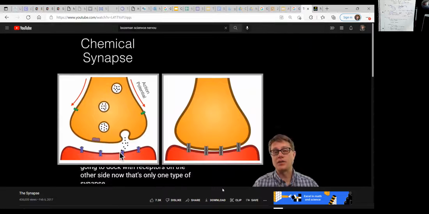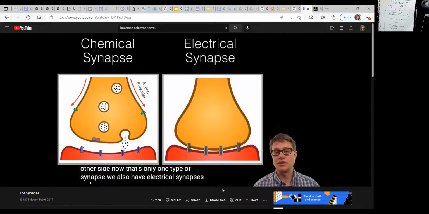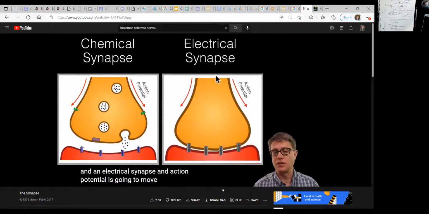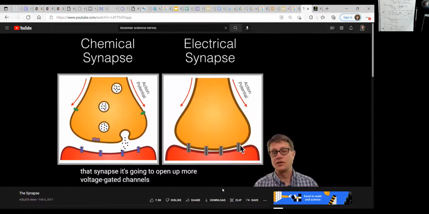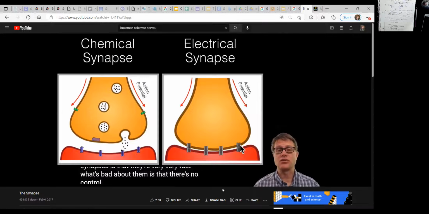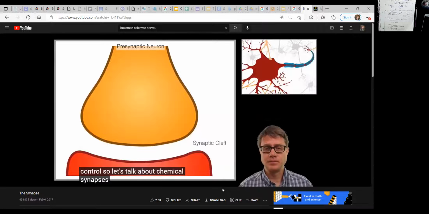Now that's only one type of synapse. We also have electrical synapses, and in an electrical synapse, an action potential is going to move down. And again, that's triggered by these voltage-gated channels. Once it gets to that synapse, it's going to open up more voltage-gated channels, and the message is going to go. In an electrical synapse, if you have an action potential in the neuron before the synapse, you're going to have an action potential in the one after. What's great about electrical synapses is that they're very, very fast. What's bad about them is that there's no control. So let's talk about chemical synapses.